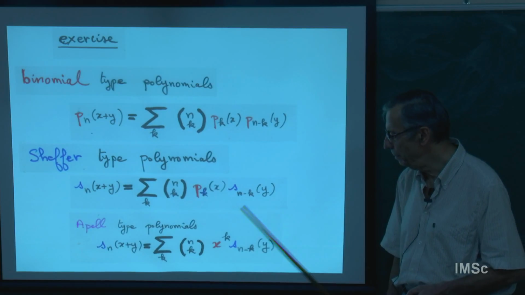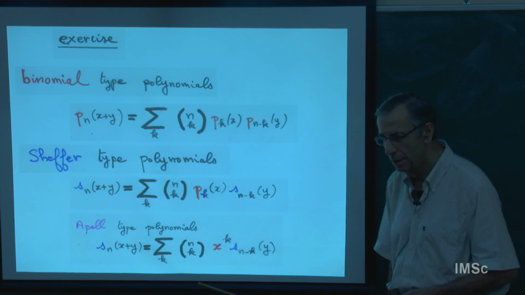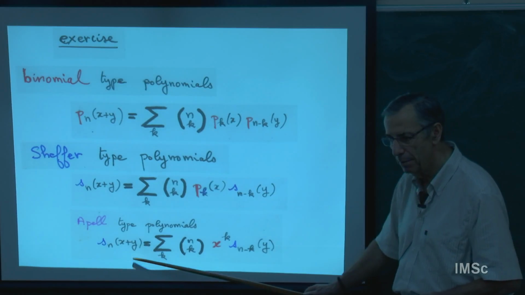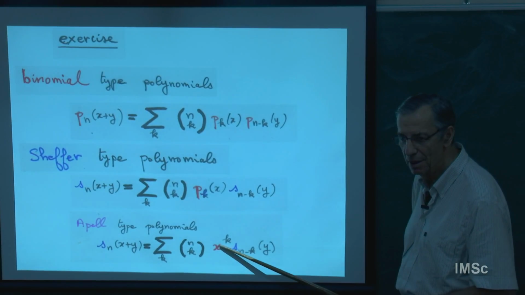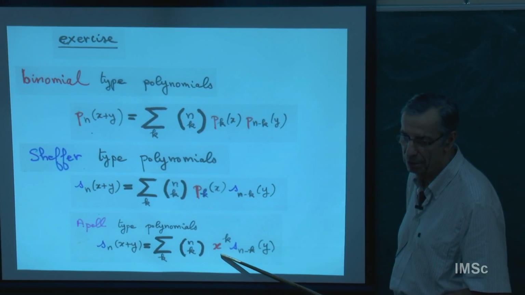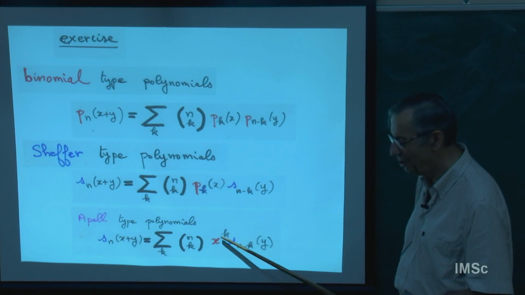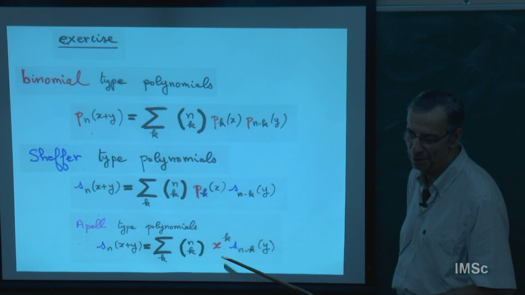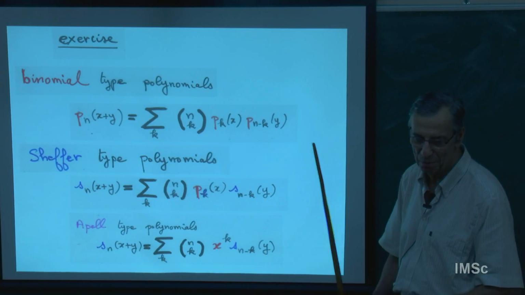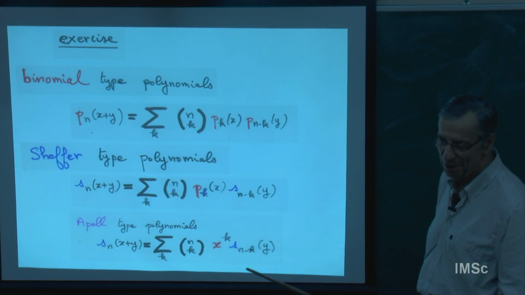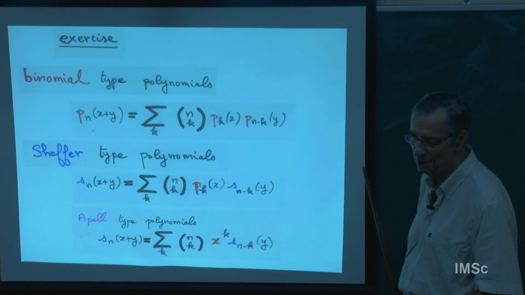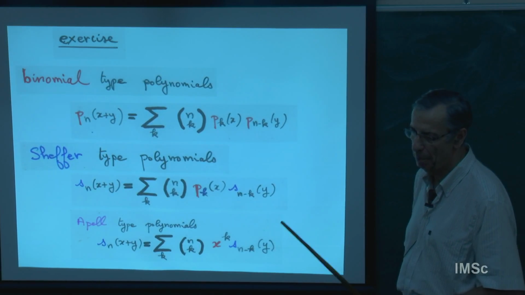And sometimes some people call Appel type polynomial the special case of Sheffer polynomial when the F species, in fact, is reduced to 1 point. The generating function f of t is t. So there is no structure, it's just a set. The red species, the f, is reduced.